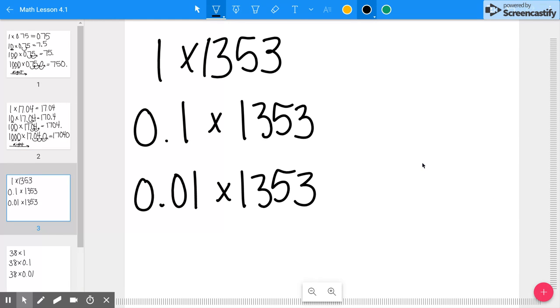Let's look at if we're multiplying by decimals. So I have this problem here. I am multiplying my numbers by decimals now. So again, 1,353 times 1 is always going to be itself.